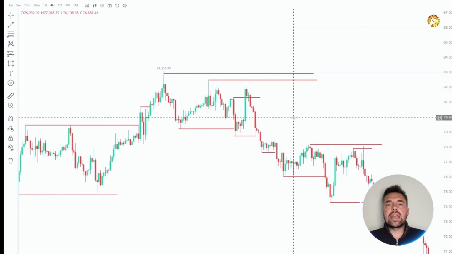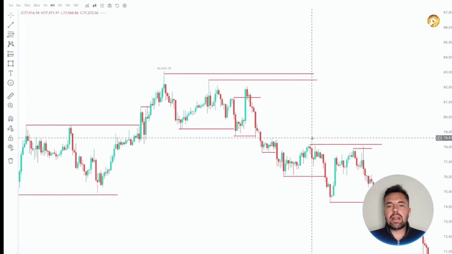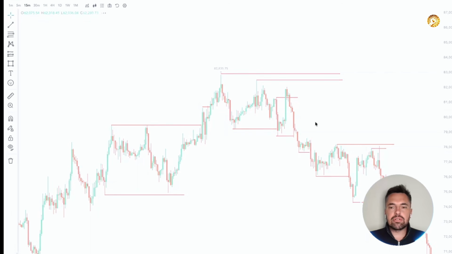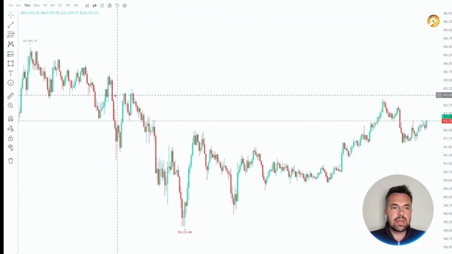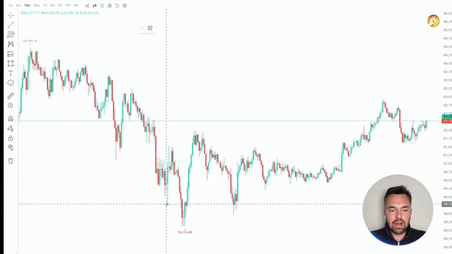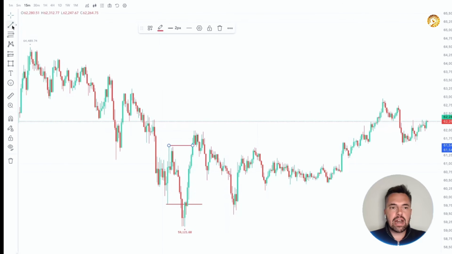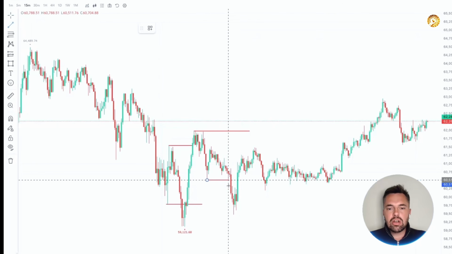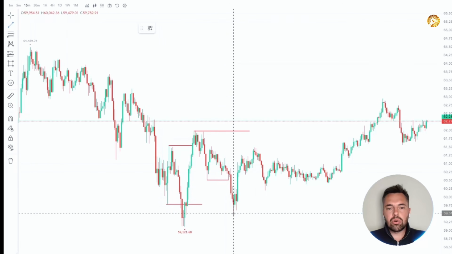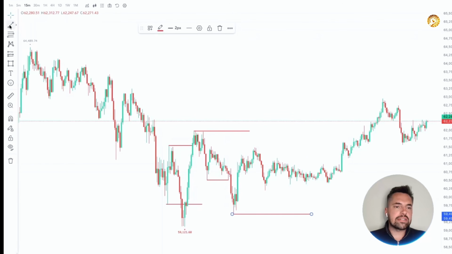Now, understanding ERL is one thing. Having a platform where you can clearly mark these levels and monitor how price reacts to them is what makes it practical. On PU Prime's WebTrader, you can mark your ERL levels directly on the chart and leave them there as price develops throughout the week. You're not redrawing from scratch every morning. Your levels are saved, your context is maintained.